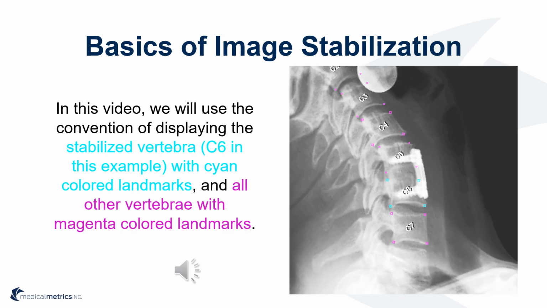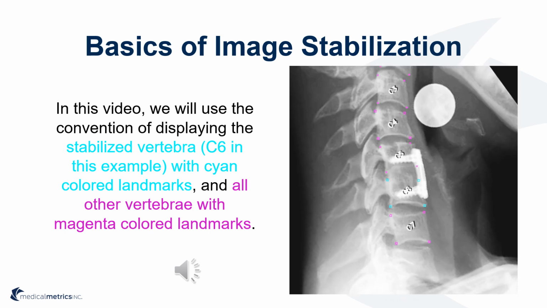In this video, we will use the convention of displaying the stabilized vertebra, C6 in this example, with cyan-colored landmarks, and all other vertebrae with magenta-colored landmarks.